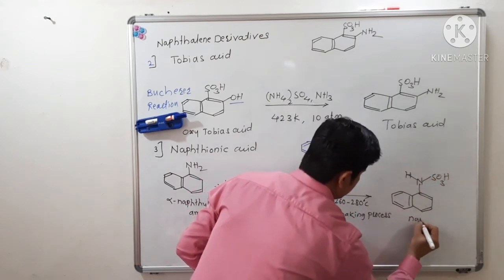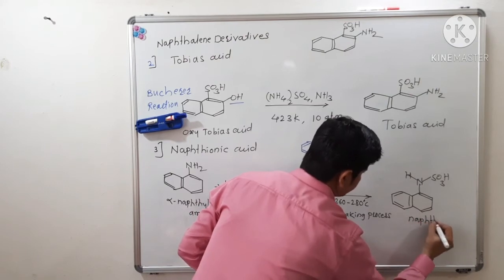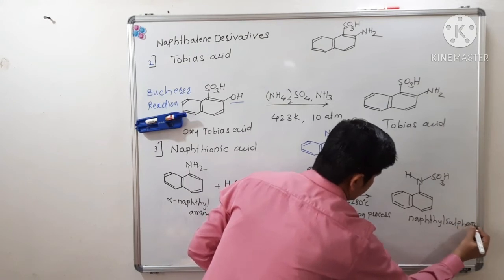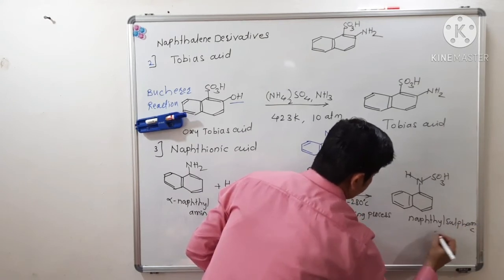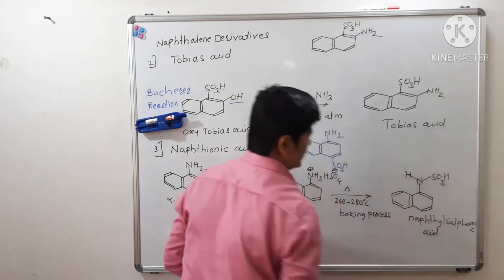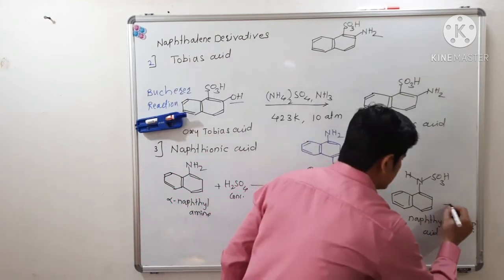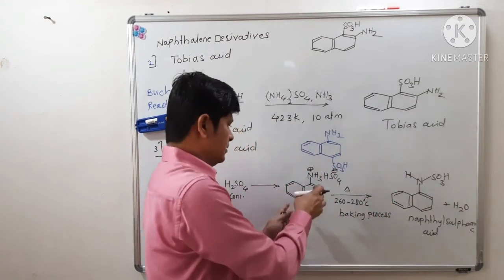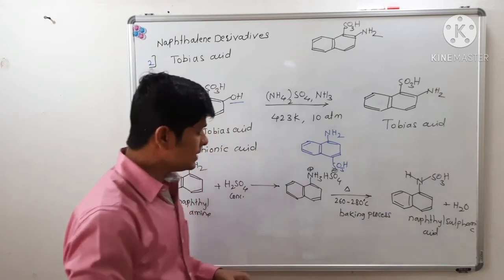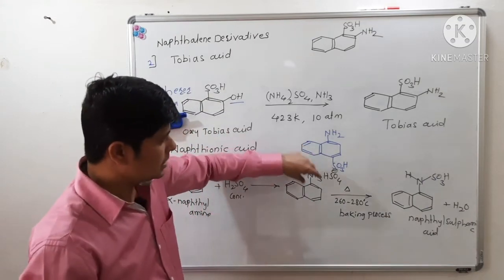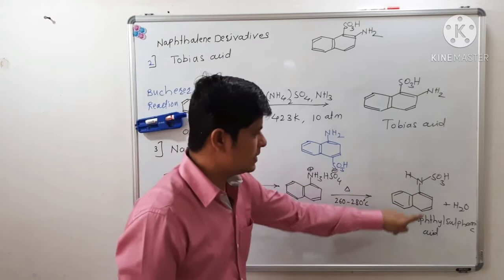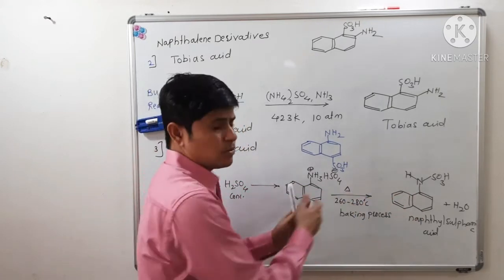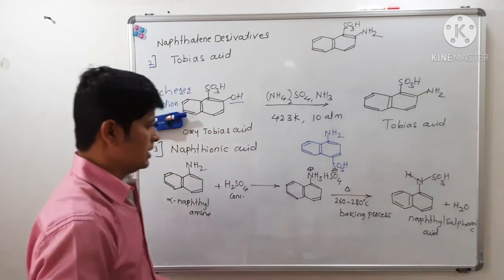Naphthyl sulfamic acid. So there is loss of a water molecule when we heat this salt, and we get naphthyl sulfamic acid. This process is called the baking process.